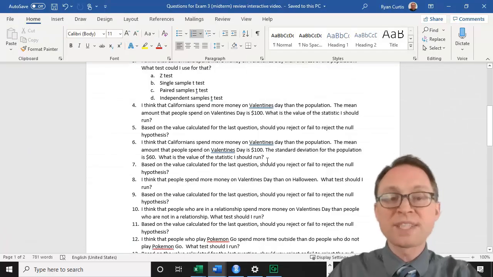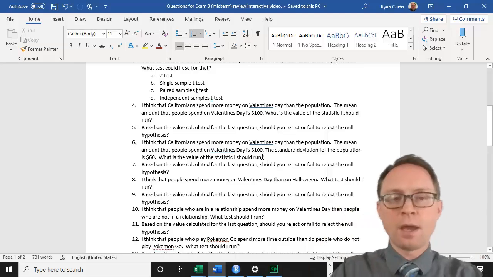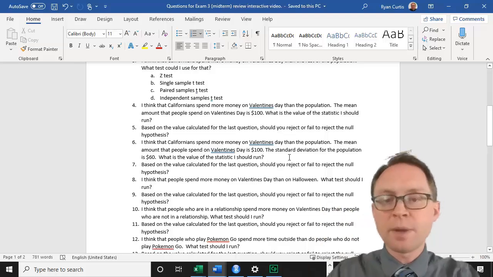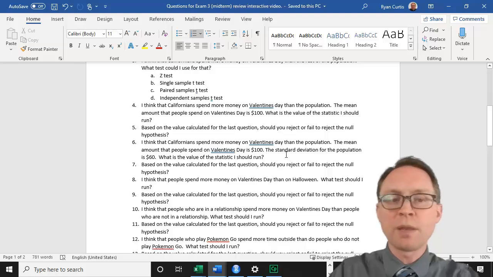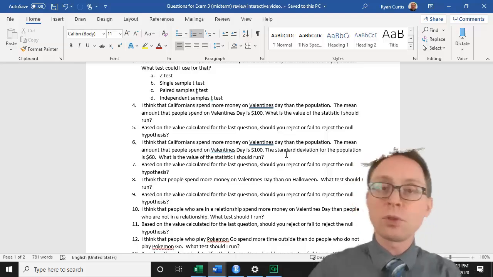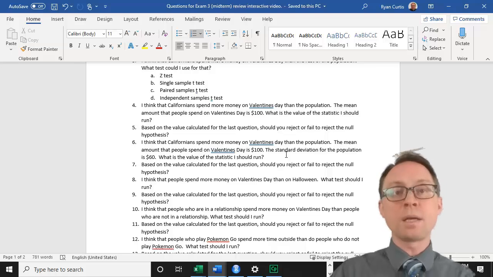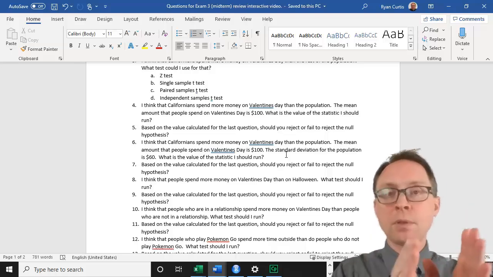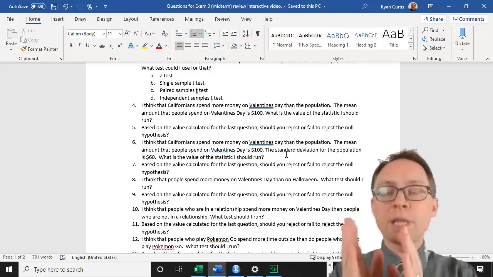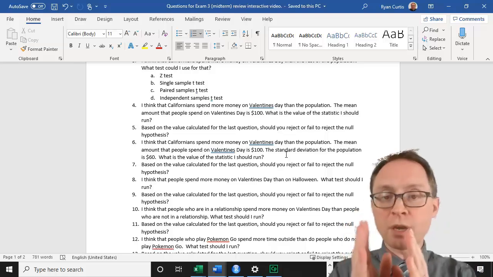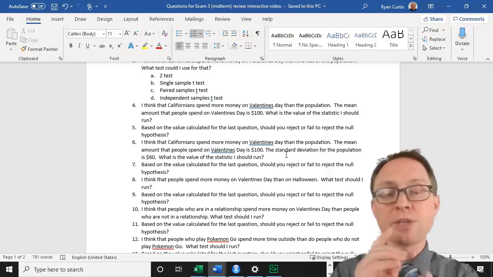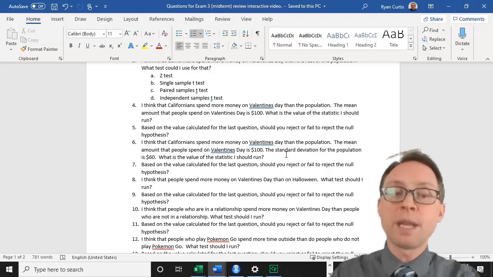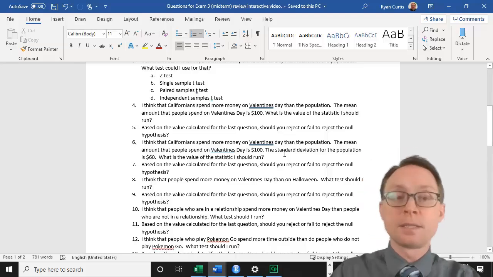Okay, number 6. I think that Californians spend more money on Valentine's Day than the population. The mean amount the population spend on Valentine's Day is $100. The standard deviation for the population is $60. What's the value of the statistic I should run? Now, in this particular case, it's no longer a single sample t-test because now I'm comparing all of my sample to the population. The population's average is $100, but the standard deviation of the population is $60. That means I am now running a z-test.